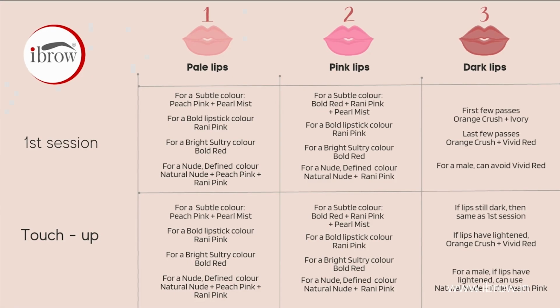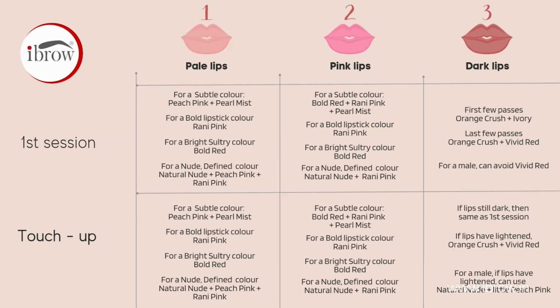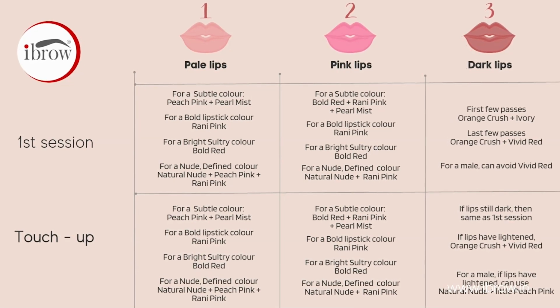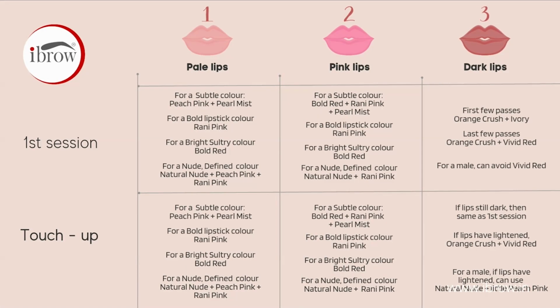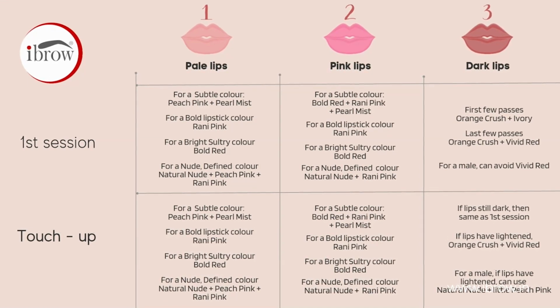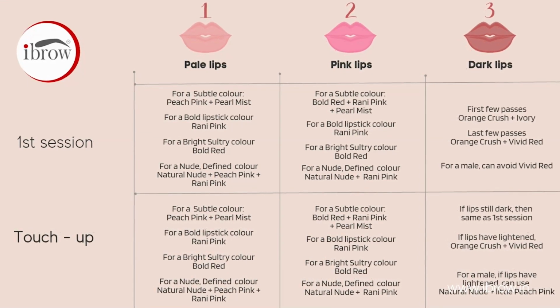At the time of touch up, you will have to consider whether the lips are still dark. See, the level of darkness will differ from person to person, and so will the kind of results that you achieve. So if the lips are still a little dark, you can use the same combination that you have used in the first session. However, if the lip color has considerably lightened and brightened, then you can change the combination. You can skip the Orange Crush with Ivory combination and directly opt for Orange Crush with Vivid Red, or you can use only Vivid Red also, depending on how red your client wants the lips.